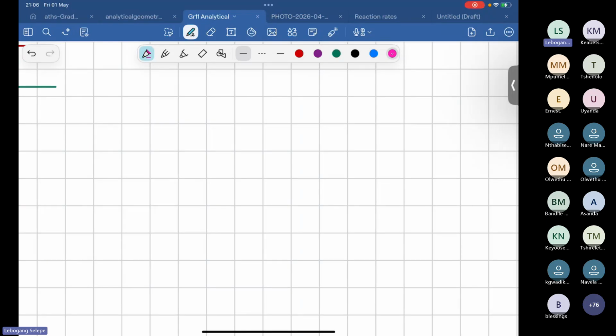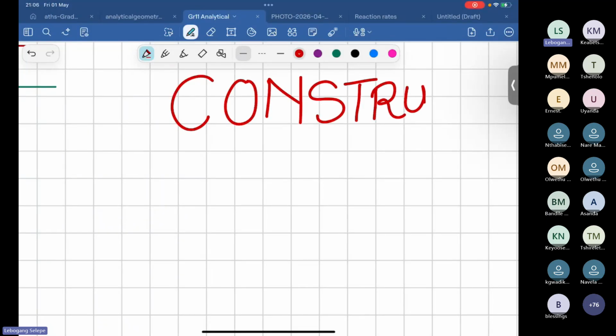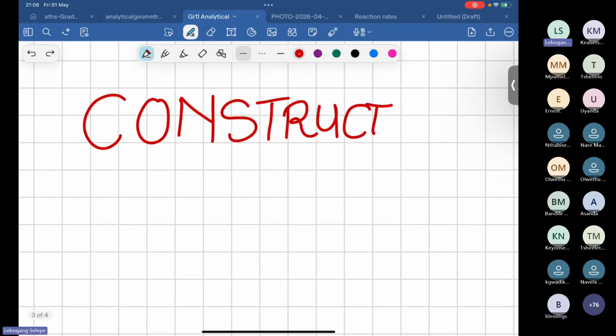Guys, this is analytical geometry. We do a lot of construction. I'm going to write this in capital letters so that you can put it in your brains. So this is analytical geometry. We do a lot of construction. We construct a lot. So an examiner can tell you about a circle, but the circle is not there. You need to construct the circle. They could tell you about a line segment, but the line segment is not there. You need to construct the line segment.